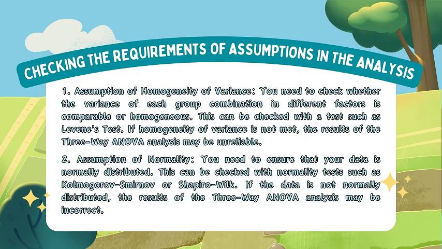The second is the assumption of normality. You need to ensure that your data is normally distributed. This can be checked with normality tests such as Kolmogorov-Smirnov or Shapiro-Wilk. If the data is not normally distributed, the result of the three-way ANOVA analysis may be incorrect.